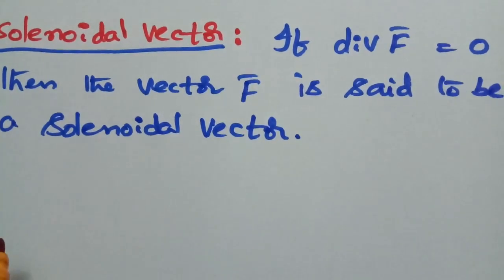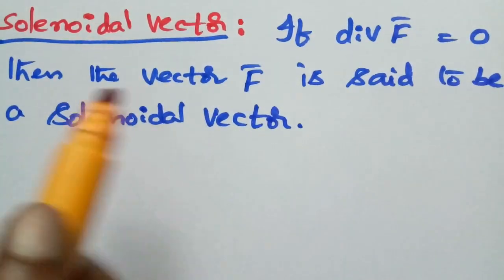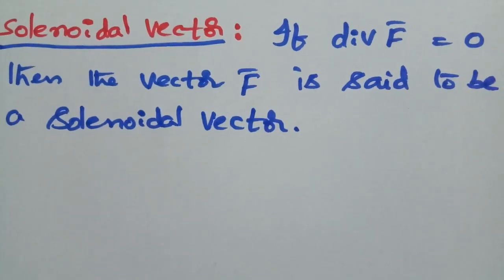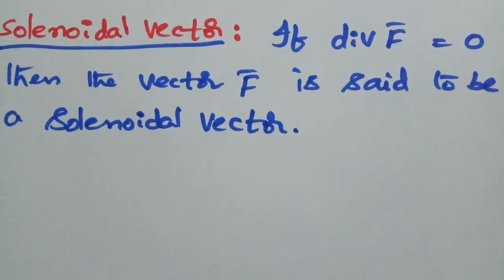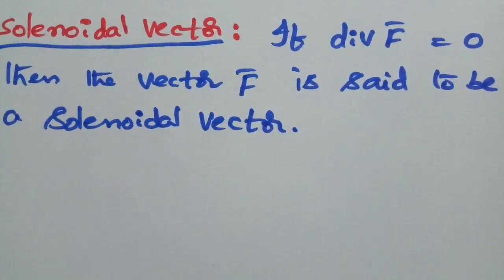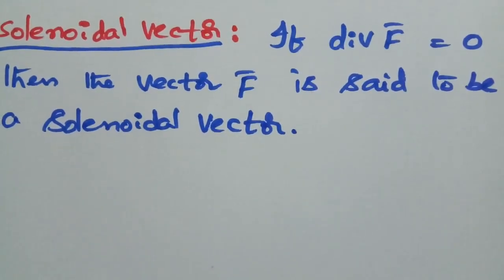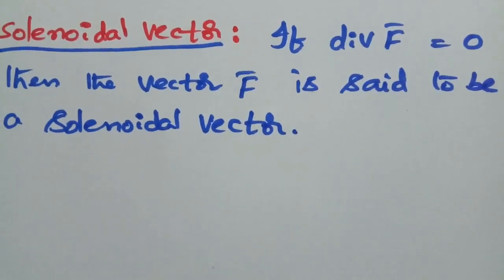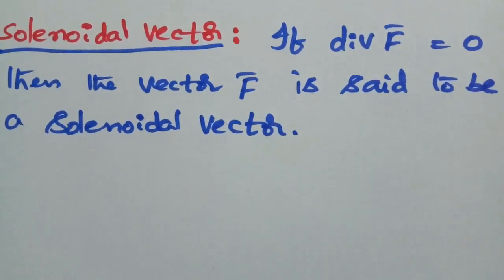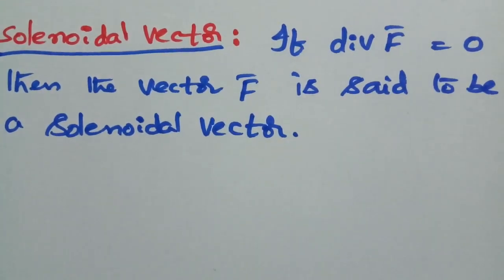Divergence is a scalar quantity, since the dot product is a scalar quantity. You remember that del dot F bar is a scalar quantity. So that's why we are using only 0 instead of 0 bar. 0 clearly represents a scalar, while the zero vector is represented by 0 bar. So if div F bar is equal to 0, then the vector is said to be a solenoidal vector.